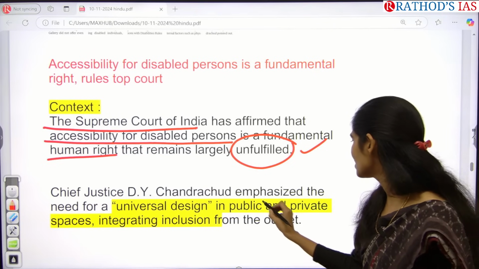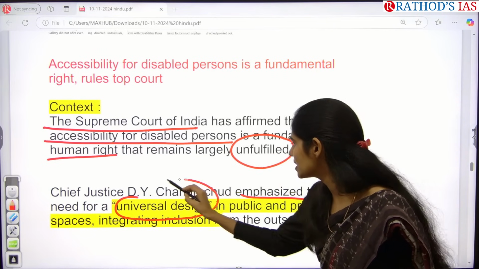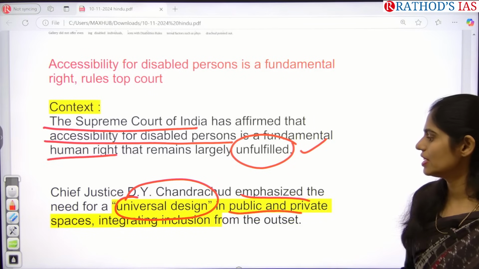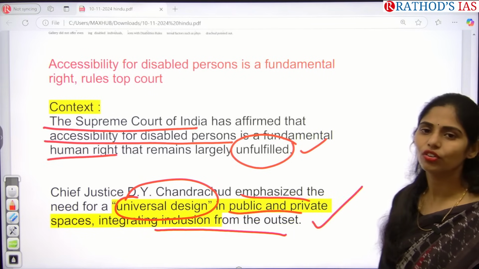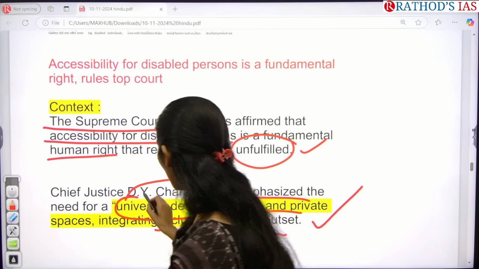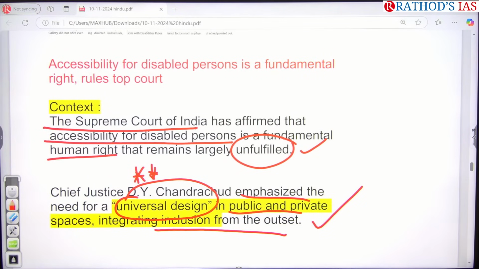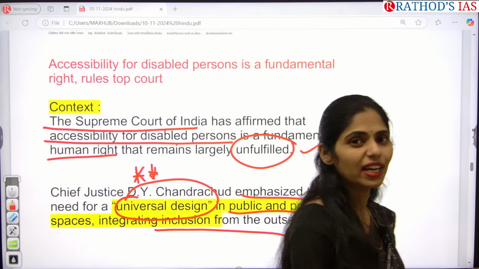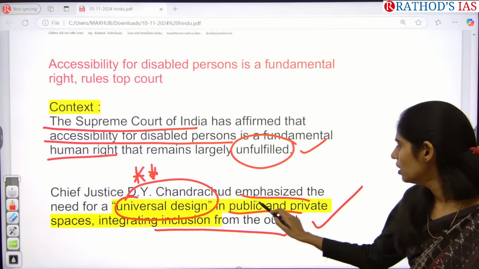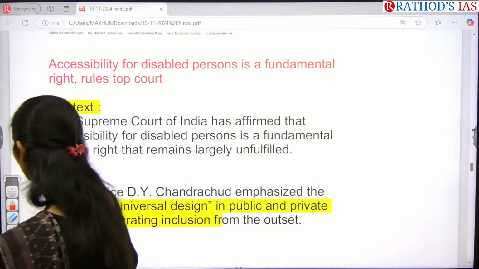So here the Chief Justice emphasized that we need a universal design in public and private spaces so that we can integrate the inclusion of these people as well. So you have to write about universal design. Whenever you write any answer regarding disabled people, in the way forward, write this point: a universal design, as said by the Supreme Court, is required for public and private spaces so that we can focus on inclusive growth.